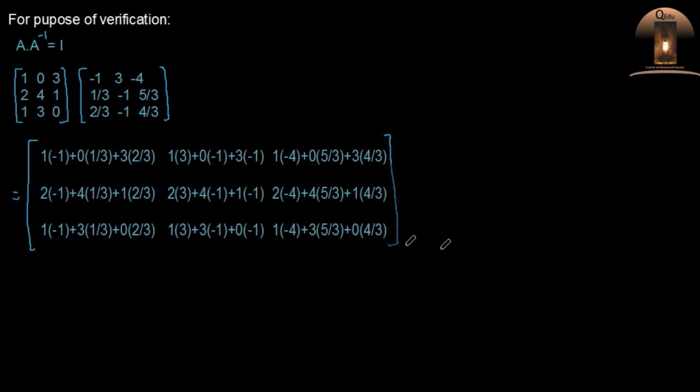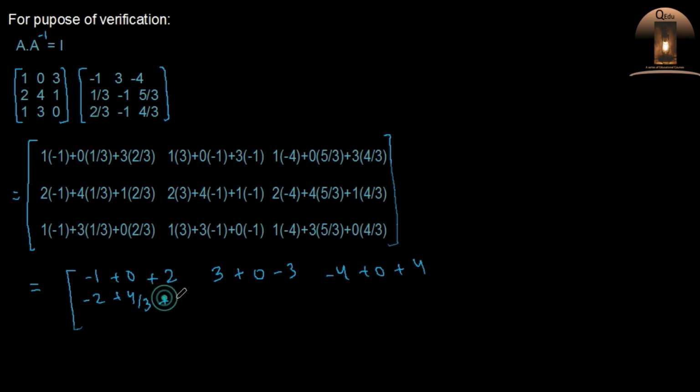So now simplifying the sum, what we should have. When you simplify, you will see that from the first element we have 1 minus 1 equals minus 1, and then 0, and then we have 3 divided by 3 equals 1, into 2 equals 2. And similarly from the second element we will have 3 plus 0 minus 3, and then from here we have minus 4, and then 0, and then we have 4. Similarly for the first element of the second row we will have minus 2, and then plus 4 upon 3, and then plus 2 upon 3.